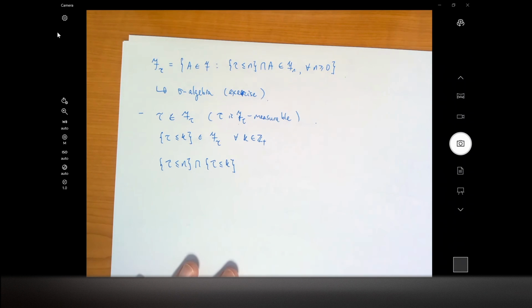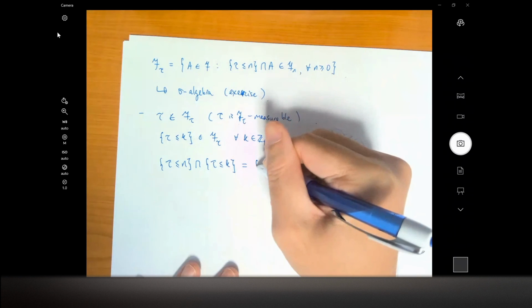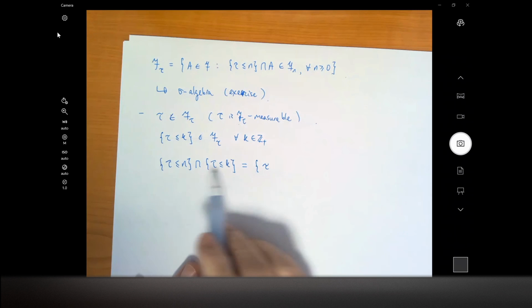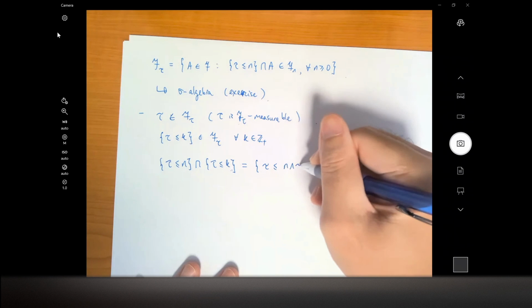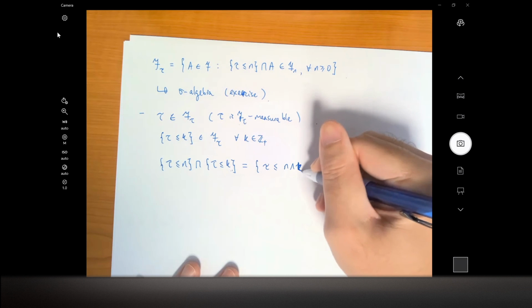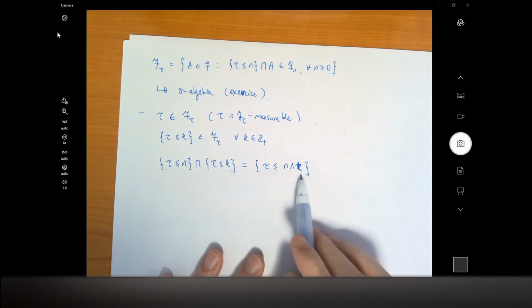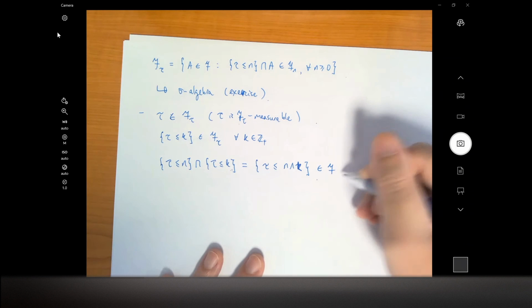Okay. So if you look at this, it is equivalent to the event where tau has to be both smaller than n and smaller than k, so tau smaller than n minimum k. And by definition, tau is a stopping time, so we know that this is inside F_(n minimum k).